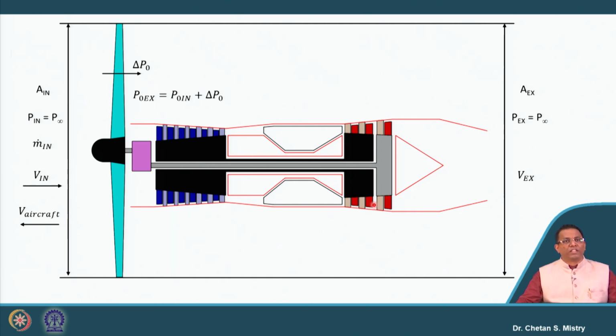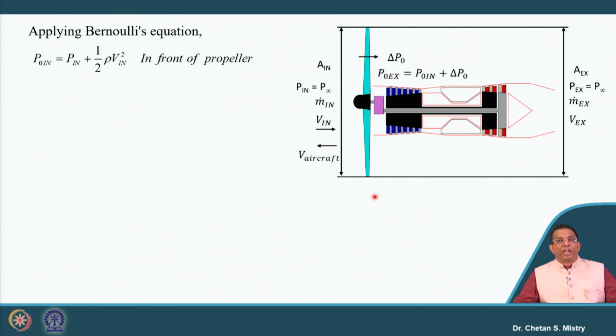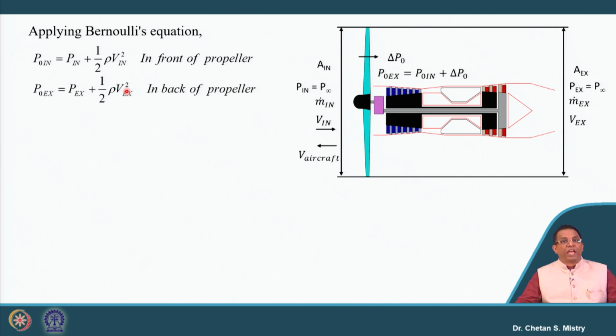Now let's try to understand what exactly this means. Suppose this is the plane, an inlet plane, and we apply Bernoulli's equation in front of the propeller. We can represent it as P0 equal to P plus half rho V square, at the inlet, which is why it is suffixed with in. In the same way, I can apply Bernoulli's equation at the exit of the propeller, given by P0 exit equal to P exit plus one half rho V exit square. However, we cannot apply Bernoulli's equation across the propeller between the entry and exit conditions.